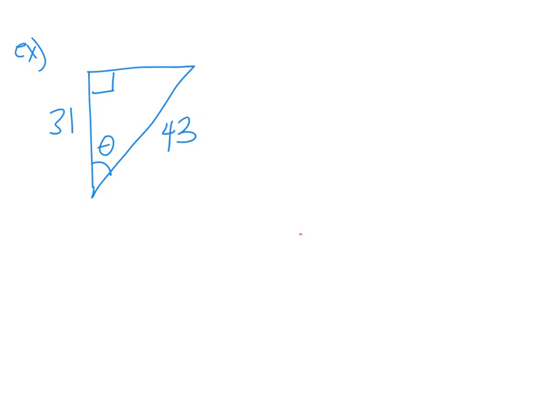So our first example, we have a right triangle. This is the right angle. Across from that is 43, so this is our hypotenuse. This is the angle we're trying to find. So 31 is next to it. That's A. So we have A and H. We're going to use CAH.